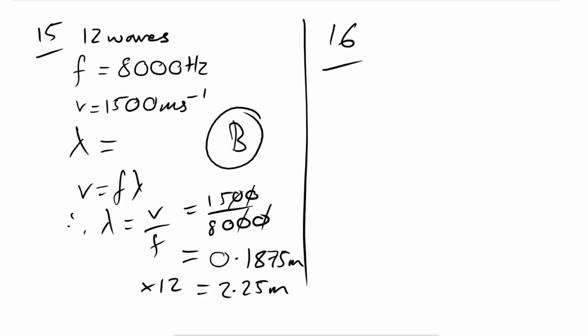16, we're looking for the EM spectrum in order of increasing wavelength: X-rays, ultraviolet, infrared, radio waves. Yeah, that's right, so it's got to be that one.